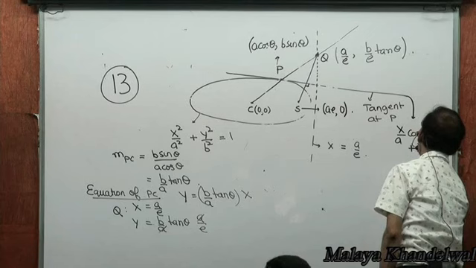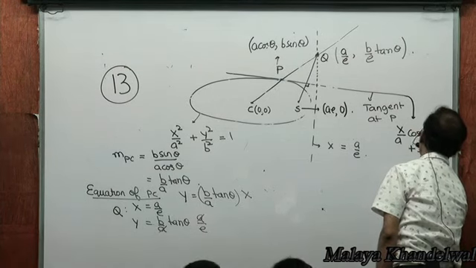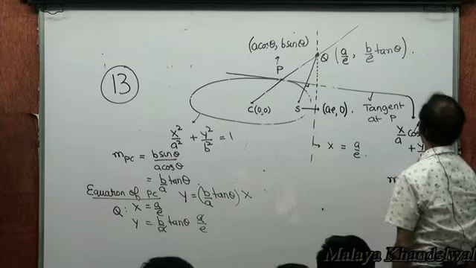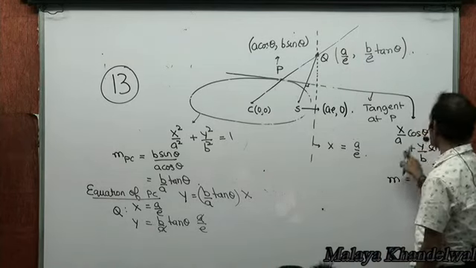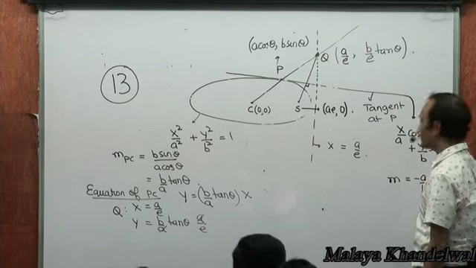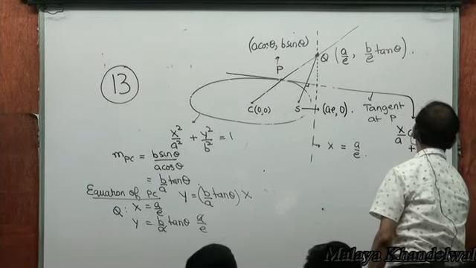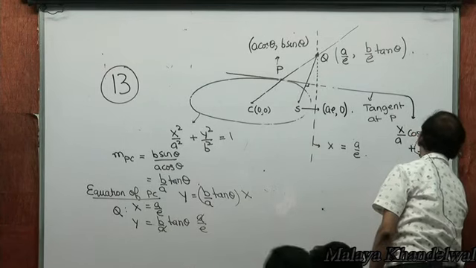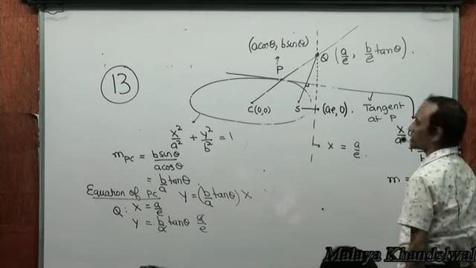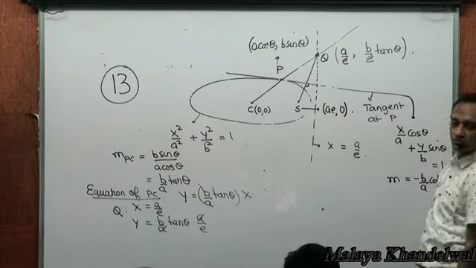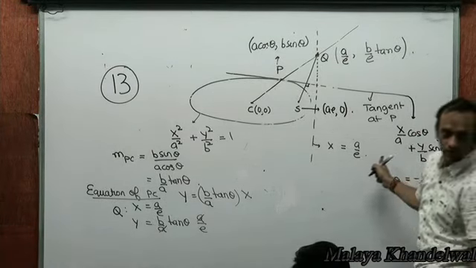What's the slope of the tangent? Minus a by b cot theta is the slope of the tangent, yes or no? B by a, sorry. Minus b by a cot theta is the slope of the tangent. Yes or no? Tell me.